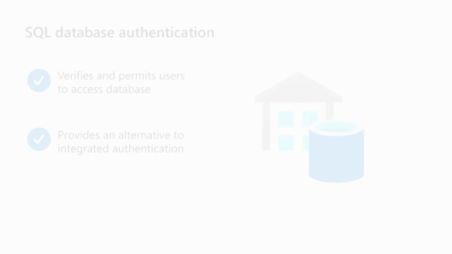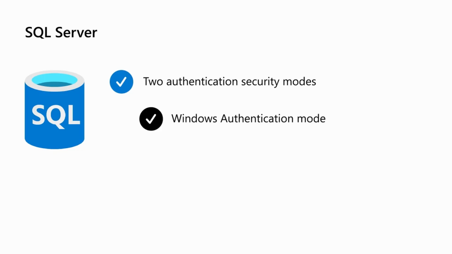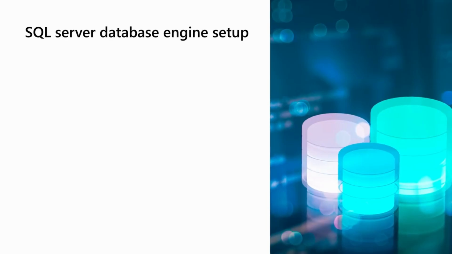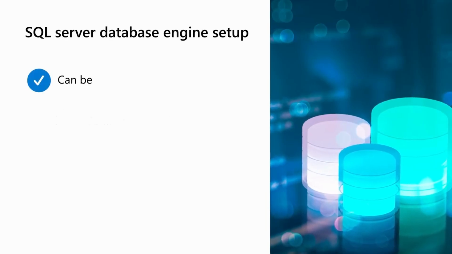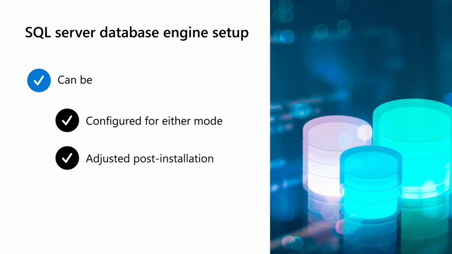SQL Server provides two security modes for authentication: Windows Authentication Mode, where users provide their Windows login credentials. Mixed Mode combines SQL Server and Windows Authentication Mode, permitting both SQL Server and Windows login. During setup, the SQL Server database engine can be configured for either mode. However, it can be adjusted post-installation.